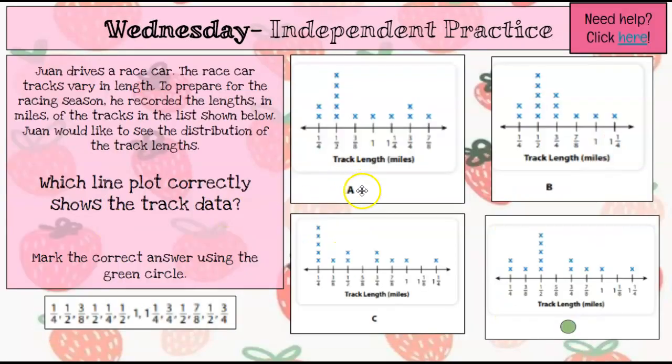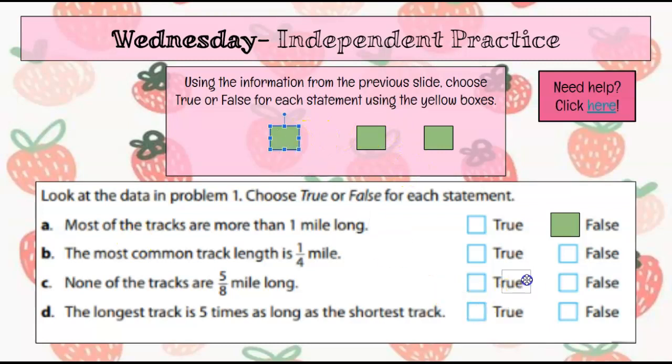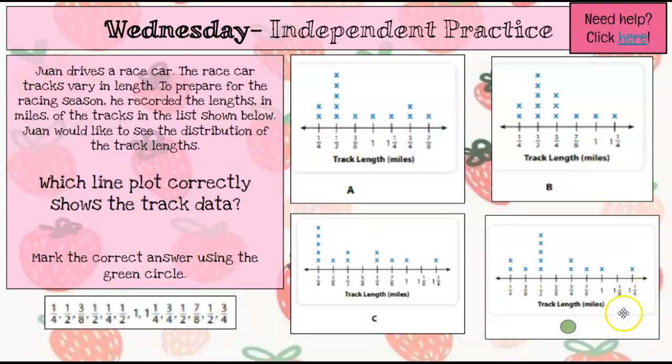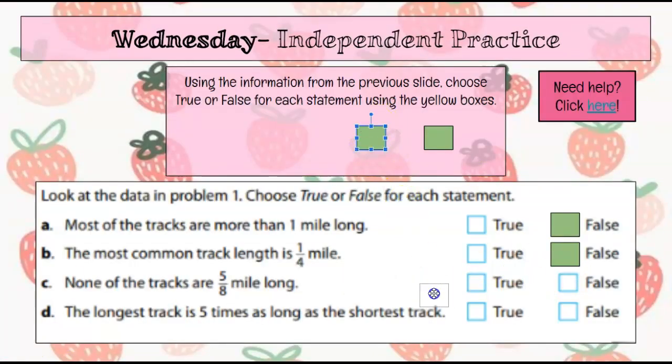The most common track length is 1/4. So let's go back and look at the chart again. 1/4 goes up 2 times. The highest one is actually a half. So again, this is false as well. None of the tracks are at 5/8 miles long. That is true. There are no X's at 5/8, so that means there's no data points at 5/8.